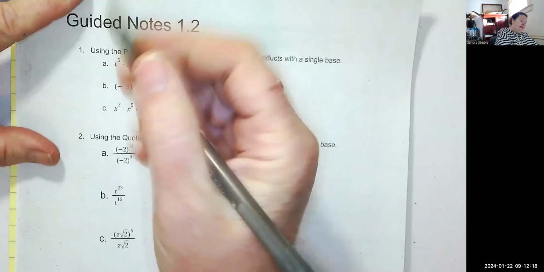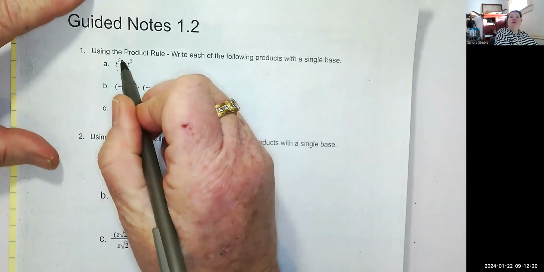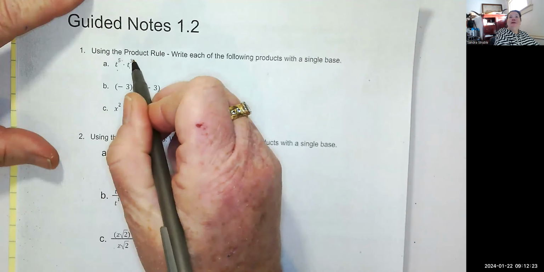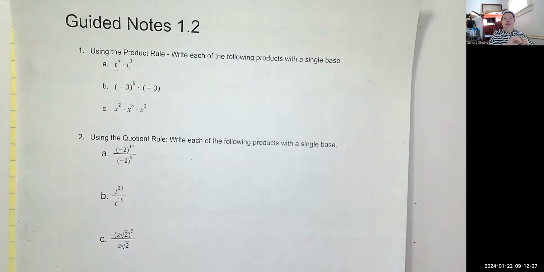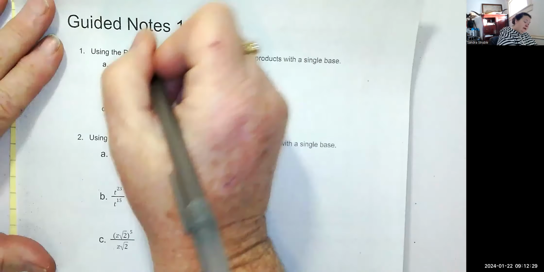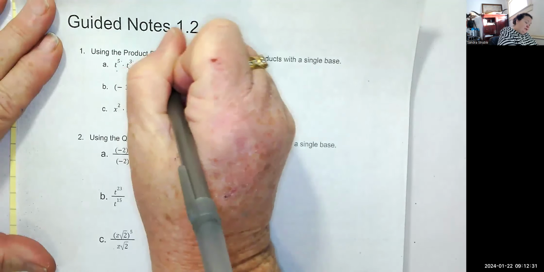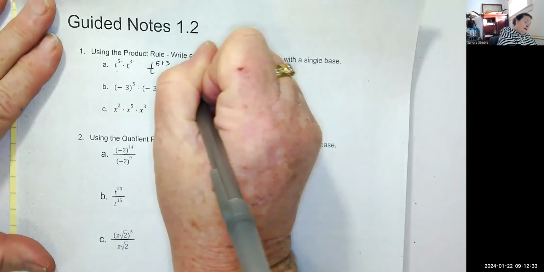All right, so the t is the base, the 5 is the exponent. Same thing for here, the t is the base, the 3 is the exponent. The product rule is when you're multiplying the same bases, you can add the exponents. So this becomes t to the 5 plus 3, which is t to the 8.